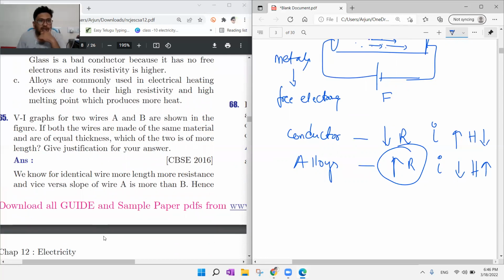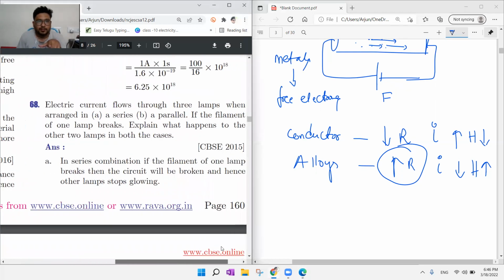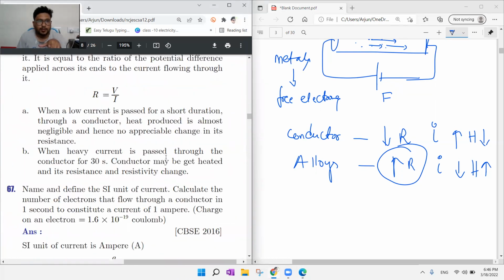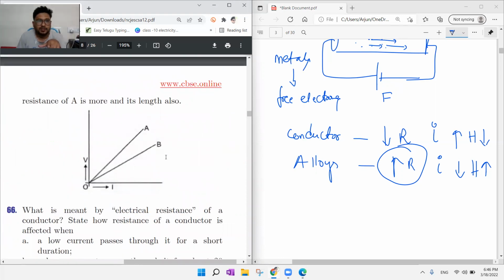Now the 65th question, a 3 marks question. In 2016 they asked: VI graphs for two wires A and B are as shown in the figure. If both the wires are made up of the same material and of equal thickness, which of the two is more in length? Give justification for your answer. There is a graph, we will try to see the graph.